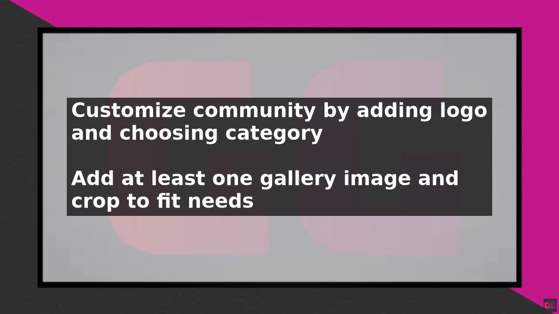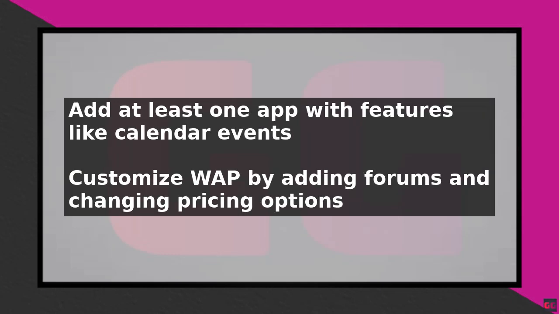Your whop community will also require you to add at least one app, which can include features like a calendar of events, affiliate links, or a chat function. Once you've added your app, you can start customizing your whop by adding forums, courses, and pricing options. You can change the pricing for your whop and add different pricing options as needed.